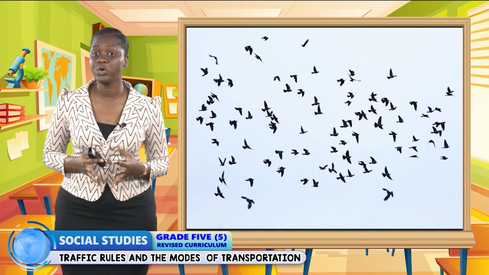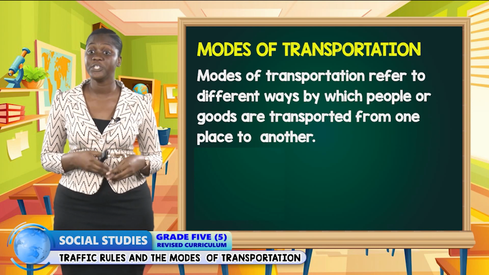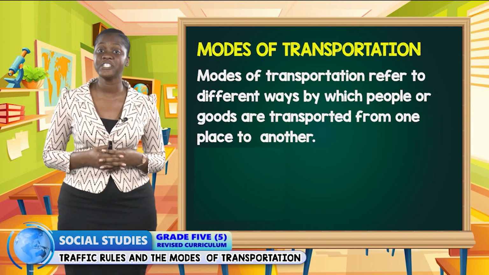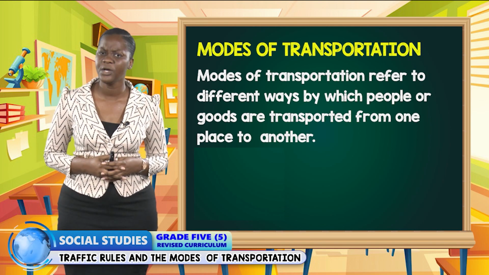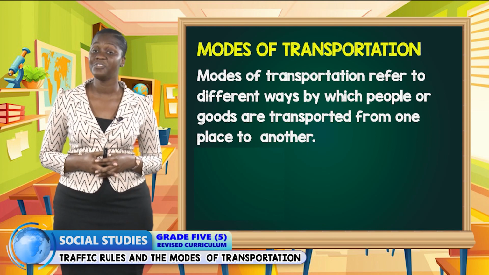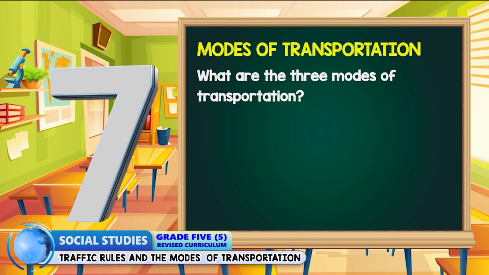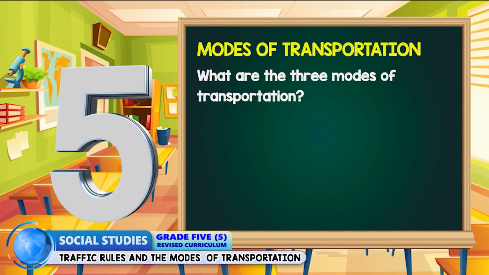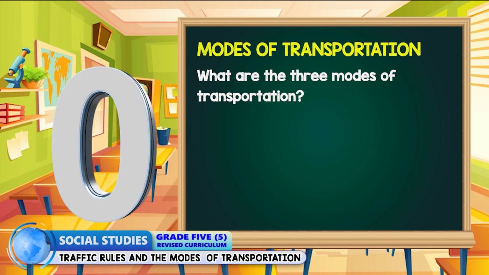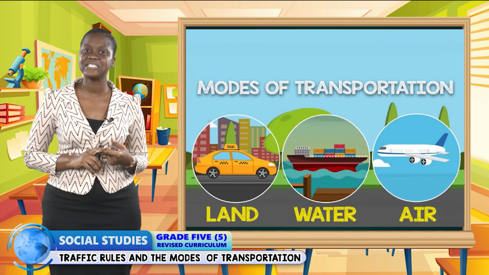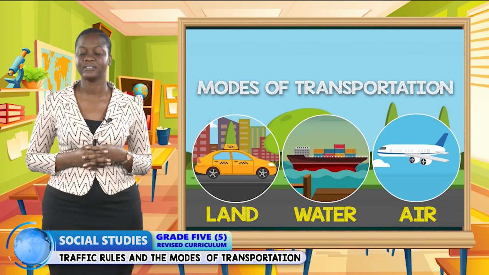There are different modes of transportation, which refer to the different ways by which people or goods are transported from one place to another. Are you acquainted with the modes of transportation? There are 3 of them. If you stated land, air, and water, then you are on the right track.